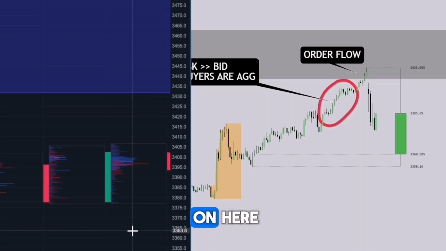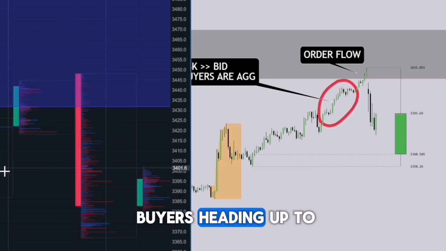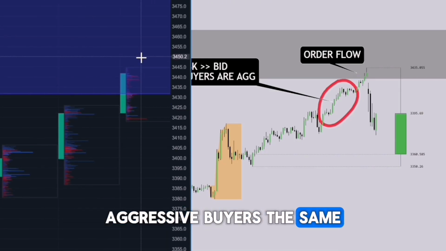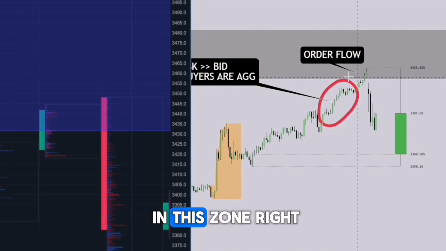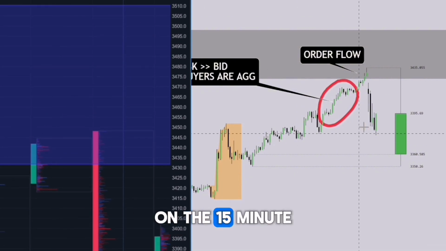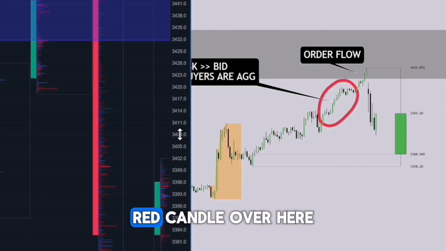So what was going on here essentially is that we saw a lot of aggressive buyers heading up to the zone, right? Aggressive buyers. The same thing over here, lots of aggressive buyers in this zone, right? What's even more interesting is that this rejection over here on the 15-minute time frame was very, very nicely summed up by this red candle over here.